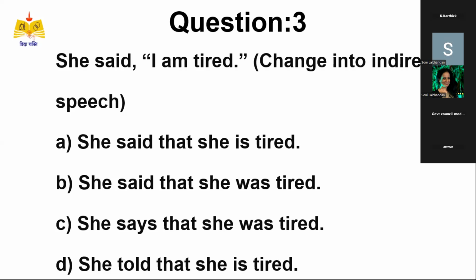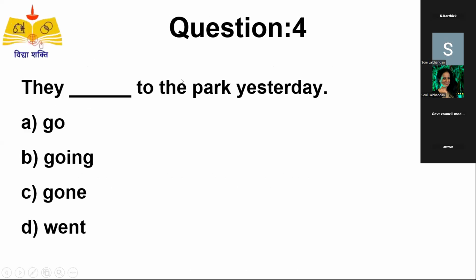So as we are done already, giving you enough time, we are just running through the questions. Please have a look. We would not waste much time when we are running through it. Okay? Yes. Are you done? Can I go to the next? They dashed to the park yesterday. Option A, go, B, going, C, gone, D, went.